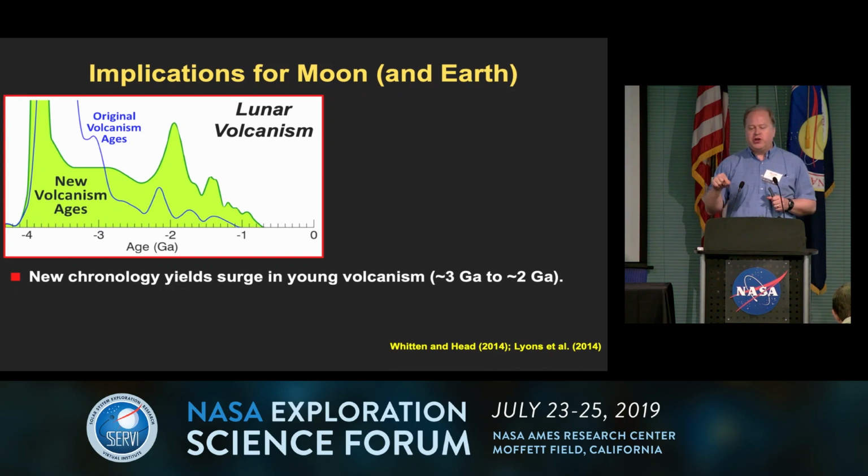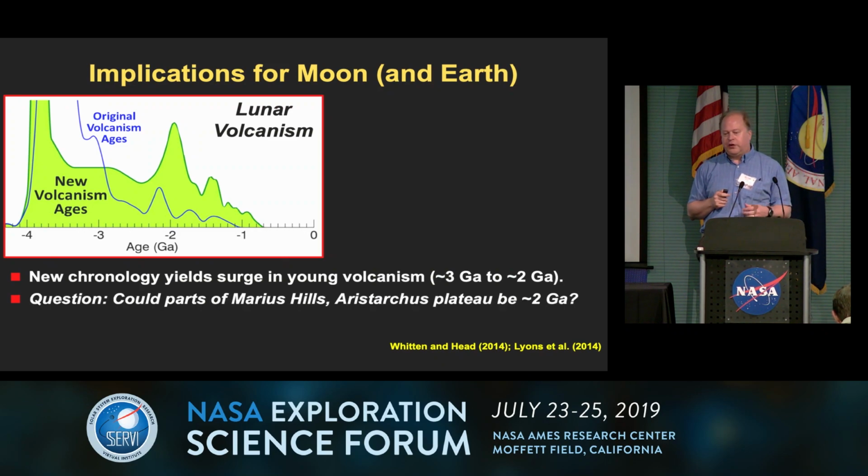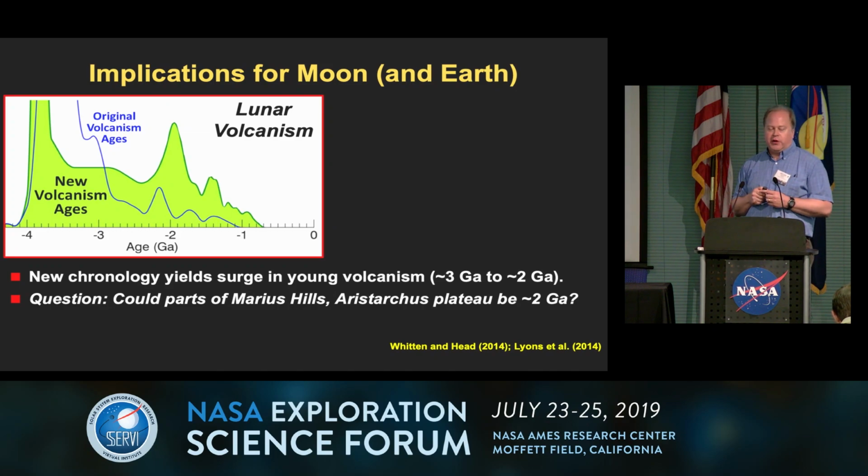But if this chronology is correct, then a lot of the ages we have for volcanism at 3 billion years have to move to 2 billion years. And all of a sudden we start to see a big surge in volcanism around 2 billion years ago or so. So this could suggest that places like the Marius Hills and also the Aristarchus Plateau and the rest could have major components that are 2 billion years old, and for some reason they're having a big surge in volcanism at the same time we're having a big surge in impacts. I'm not claiming that's true, but it's an interesting possibility, and it would be nice to be able to check this in some fashion.